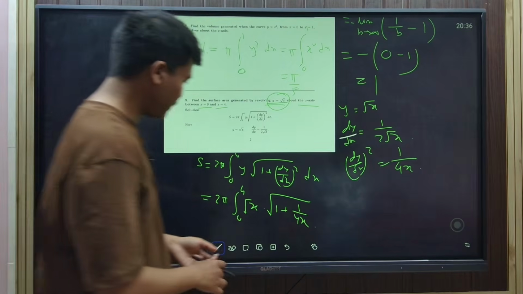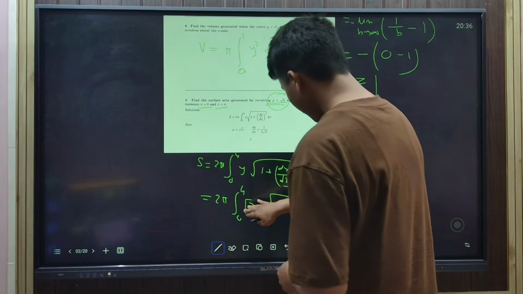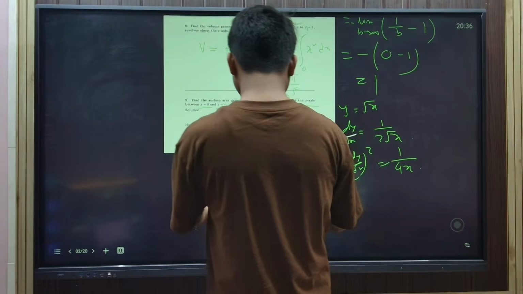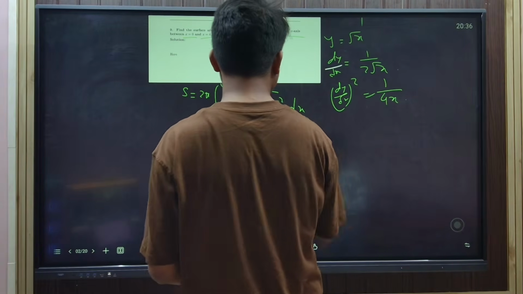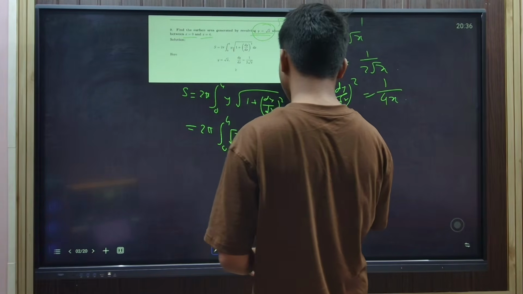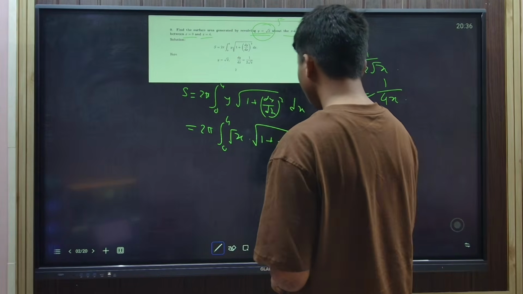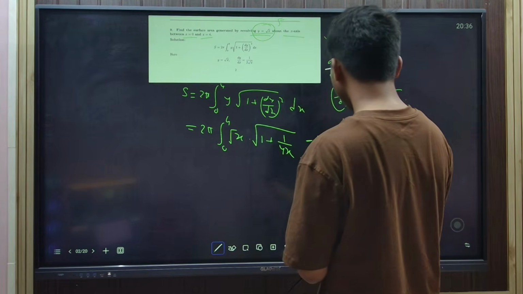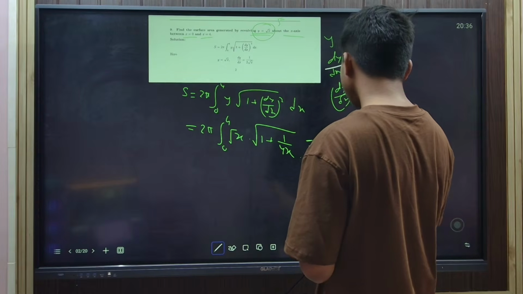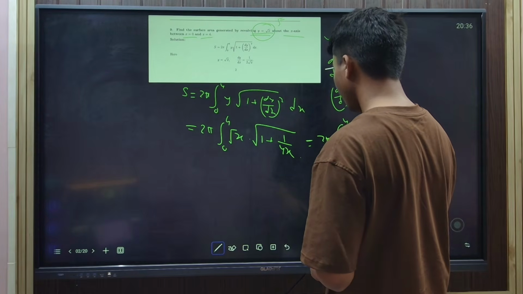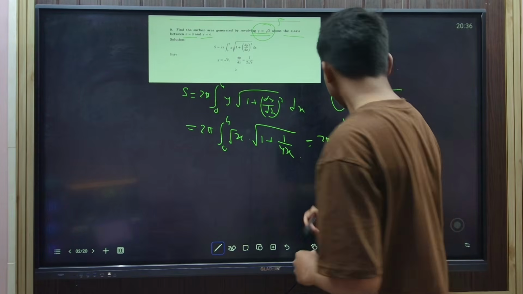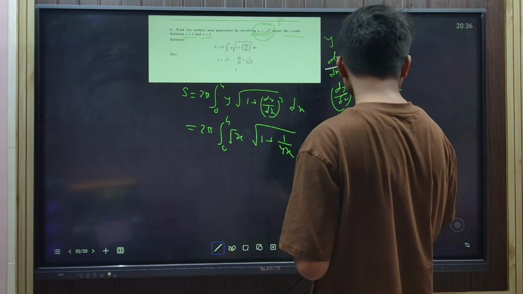So now root x I can multiply inside also, right? Now I can take root x outside too, so it will be 2 pi integral 0 to 4. So this is x, if I take it inside then what will happen? x plus 1 by 4, correct, into dx. Now you have to integrate this only.